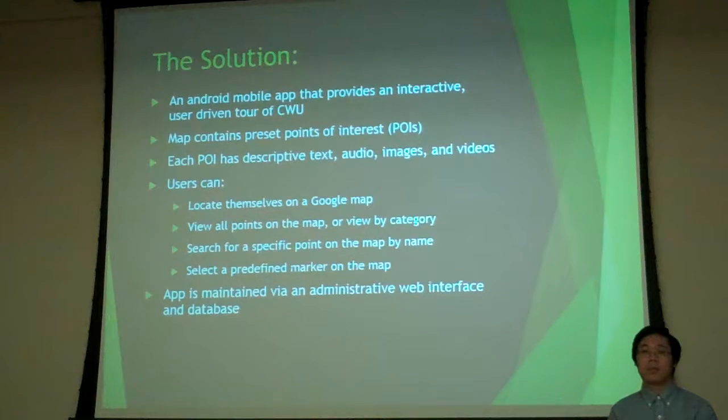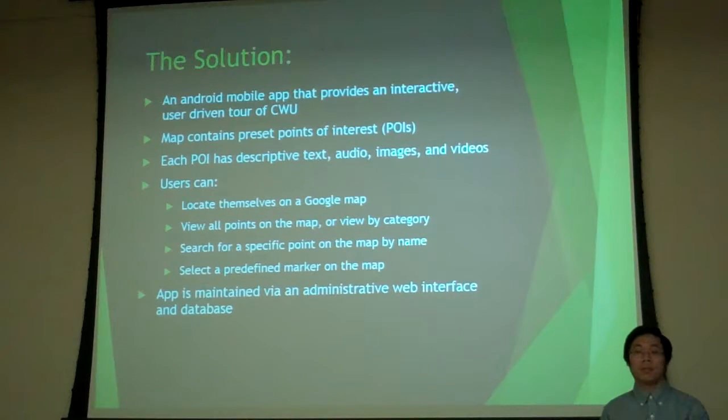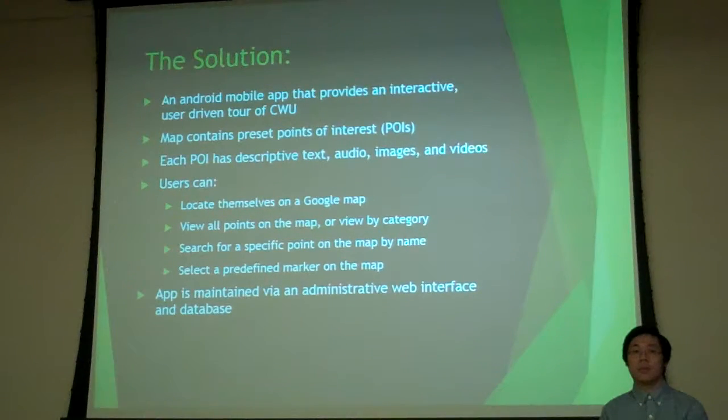Explore Central is our Android mobile application, which is a user interactive kind of self-guided tour. So when the user opens up the application, they can see where they are in a Google map, and they can see all the different points of interest that are on the map as well. When they click on a point of interest, they can see text, images, listen to audio and watch videos, all the information that the museum department has provided us. That's the app. So that's our solution, pretty much.